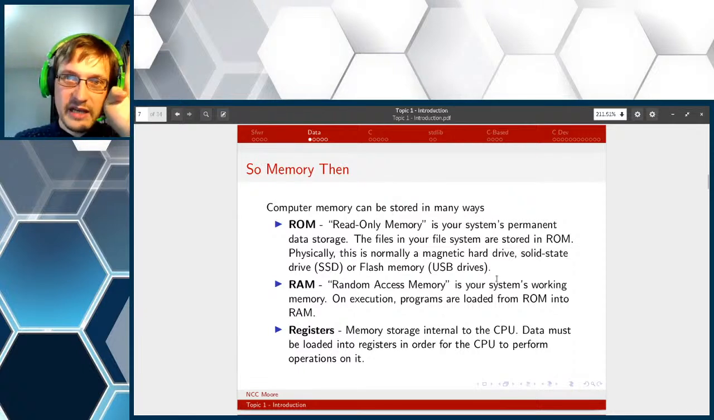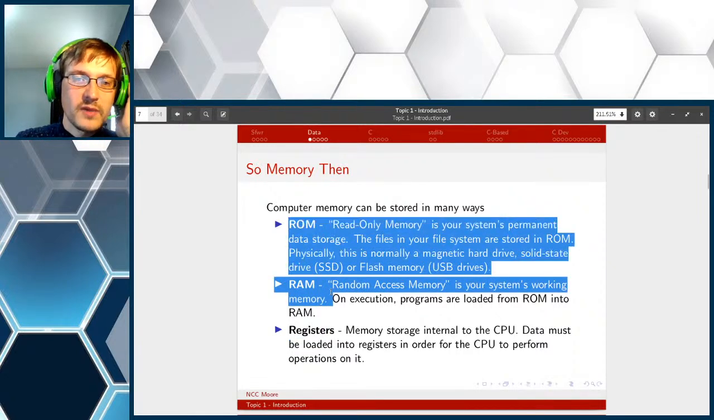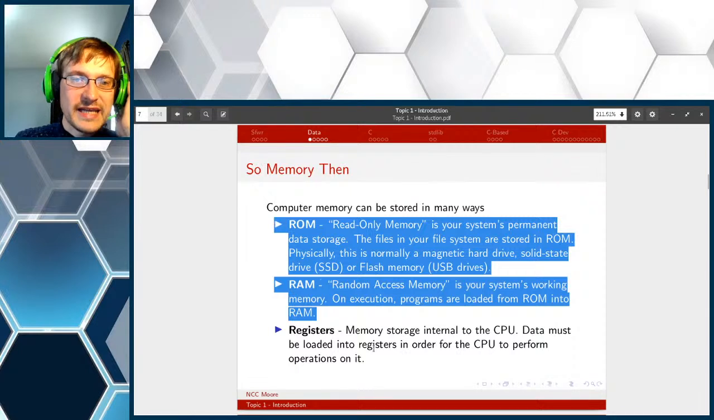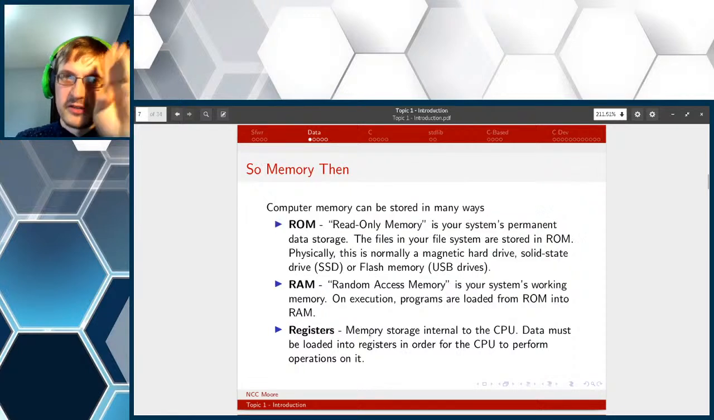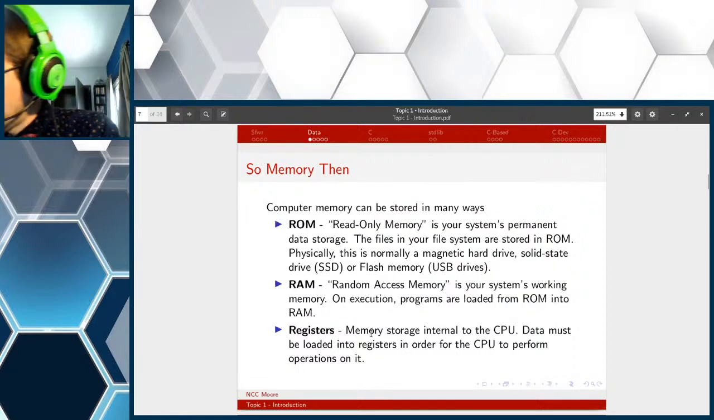We'll see that when we get into assembly programming. When you program in assembly, you are actually directly manipulating registers, whereas in most other cases, like in C programming, you don't really get into registers specifically. You do indirectly, but we'll get into that.